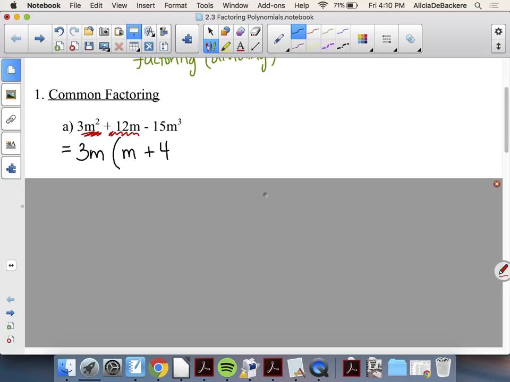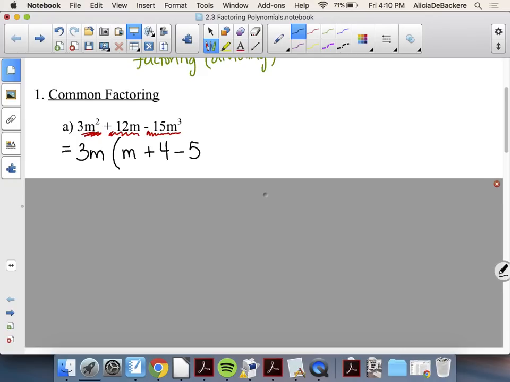And then taking a look at, and m divided by m, sorry, is equal to 1. So I've got 4 times 1, which is just 4. And then my last term here, negative 15m cubed. Again, look at the coefficients first. Negative 15 divided by 3 is negative 5.